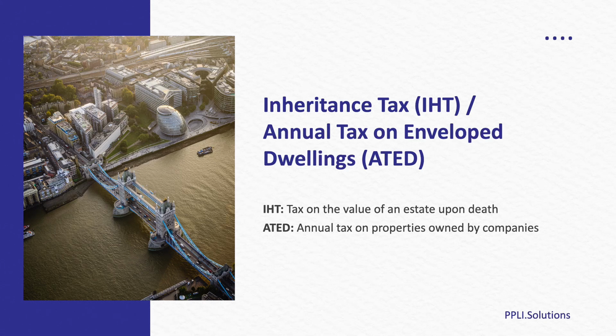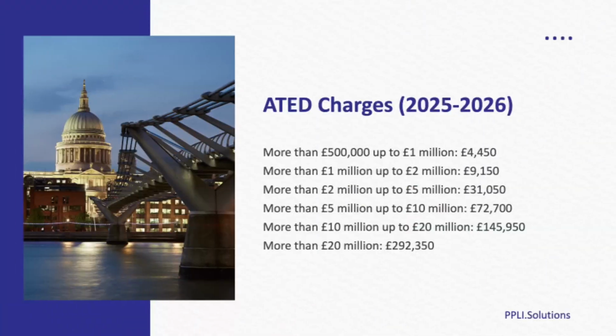However, if the property is owned by a company, IHT may not apply. Instead, the annual tax on enveloped dwellings, or ATED, might be relevant. ATED is an annual tax and it is tiered based on the property's value. Here's a quick look at the ATED charges for the 2025-2026 tax year. As you can see, the higher the property value, the greater the annual charge.